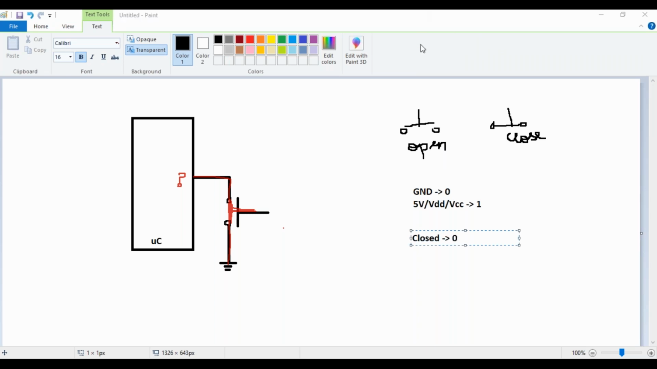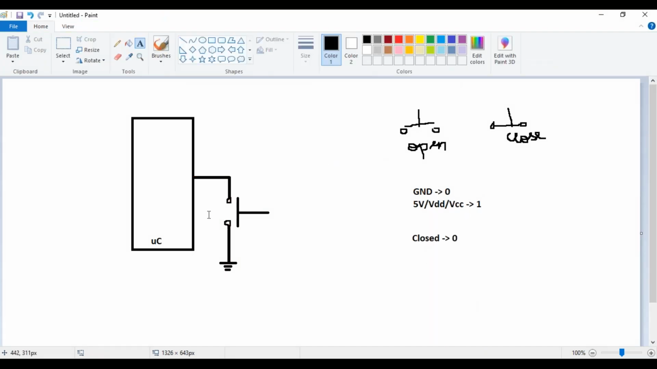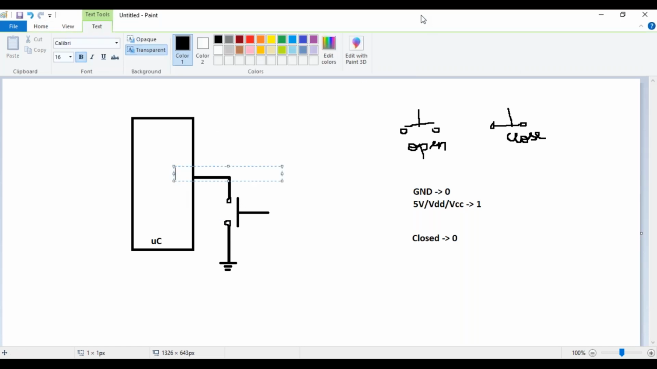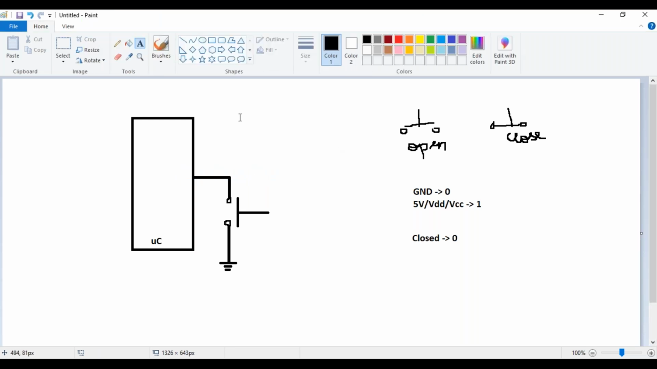So whenever the switch is closed, I'm going to read a 0 at the pin of the microcontroller. Correct? Now coming back, whenever the switch is open, what do you think you're going to read here at the pin of the microcontroller? If the switch was closed, the circuit was connected to the ground and you were able to read a 0. Now, is the connection complete to the ground? Do you see a complete connection made to the ground here when the switch is open? No. Then how will you be able to read a 0?